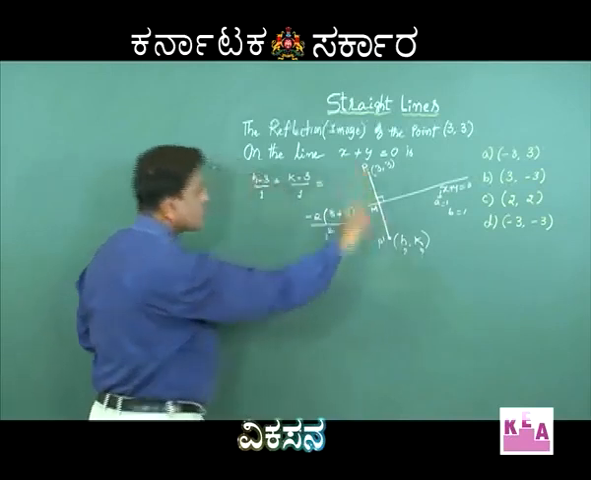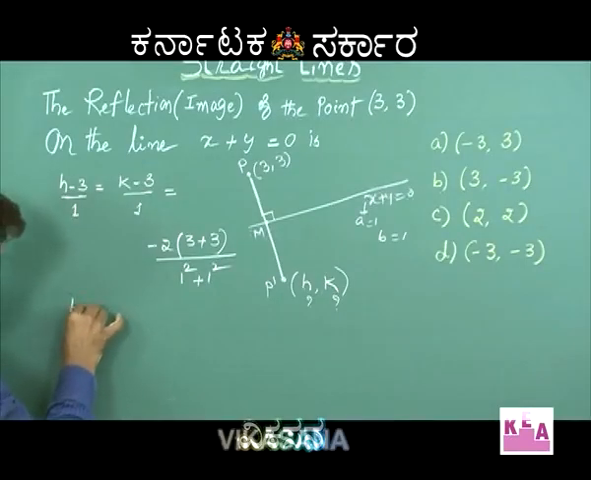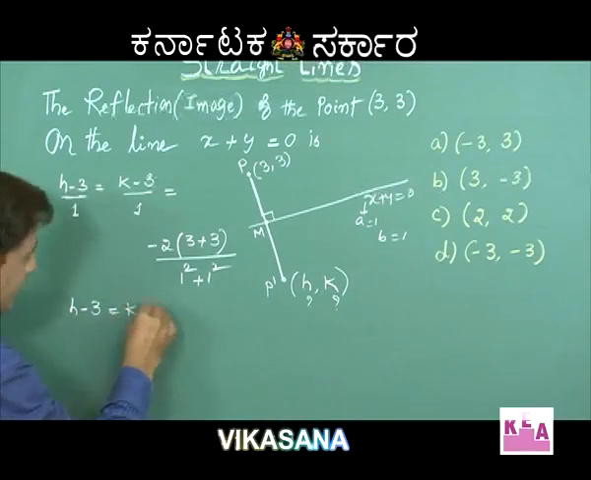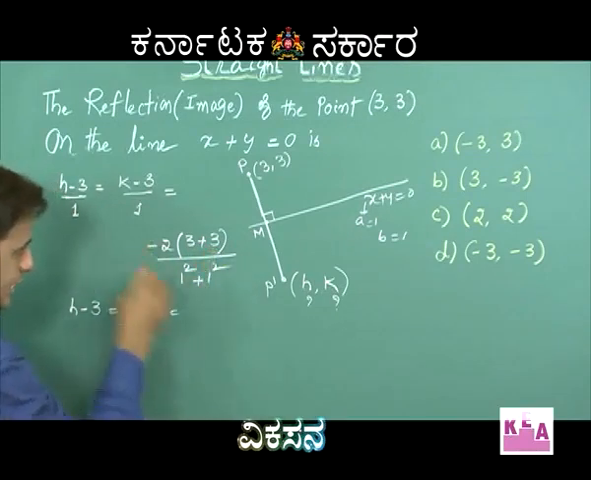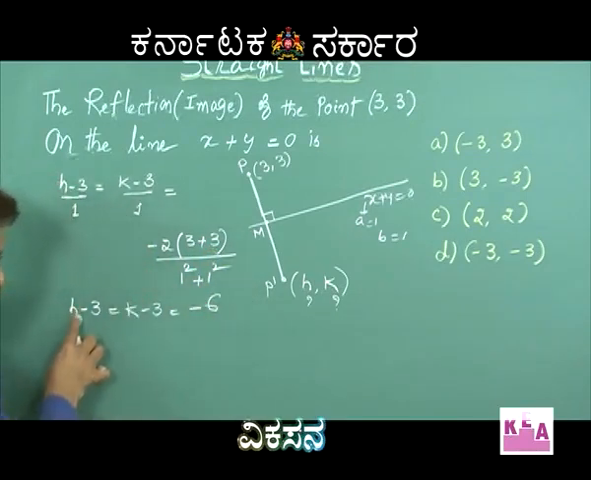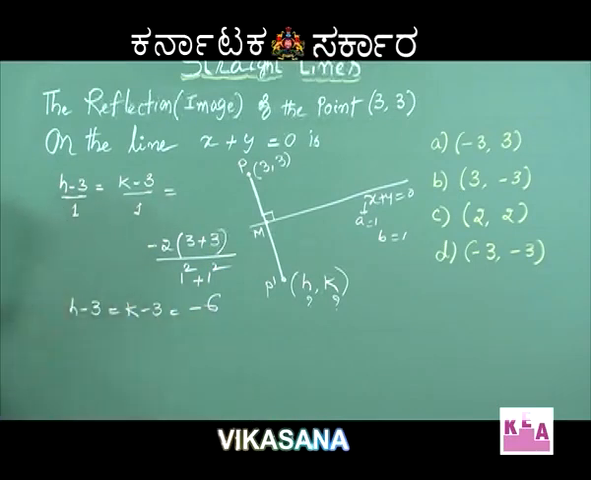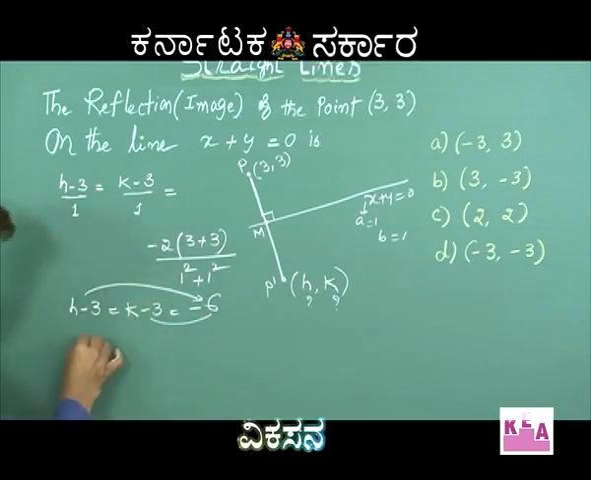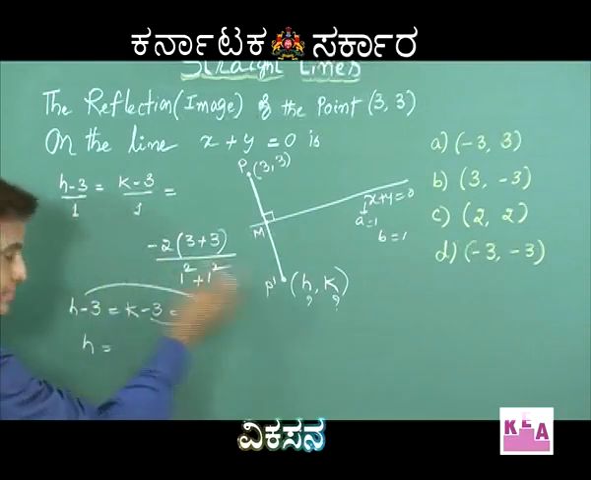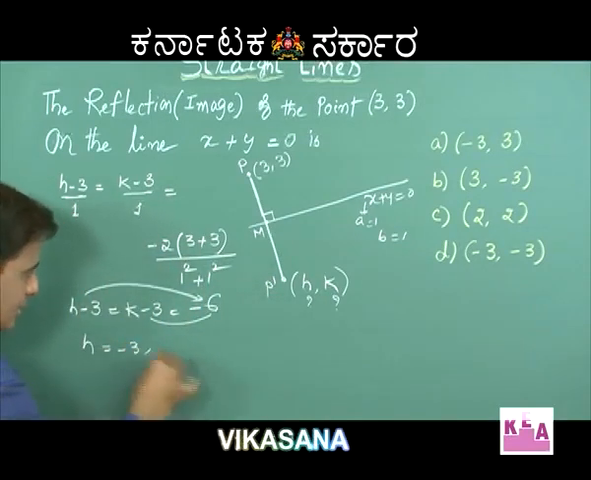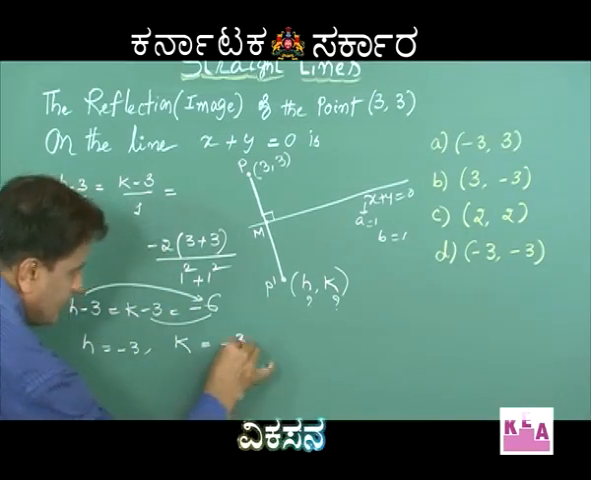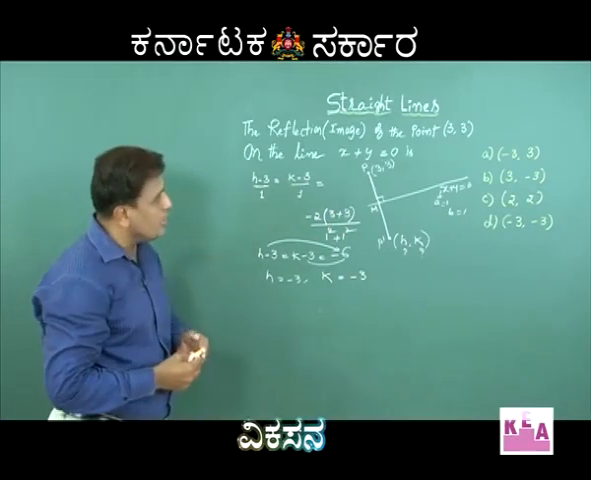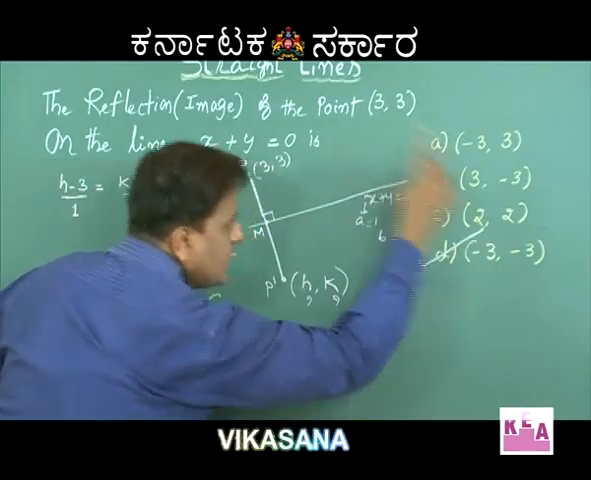So the final simplification is h minus 3 is equal to k minus 3 is equal to minus 2 times 6 over 2, the 2s get cancelled, which is equal to minus 6. So h minus 3 is equal to minus 6, and h is equal to minus 6 plus 3, that is equal to minus 3, and k is equal to minus 6 plus 3, again equal to minus 3. The coordinates of the image are minus 3, minus 3. The right option is D.